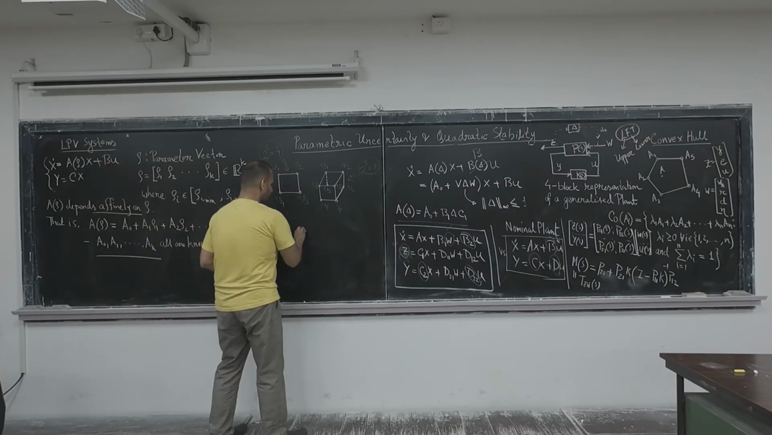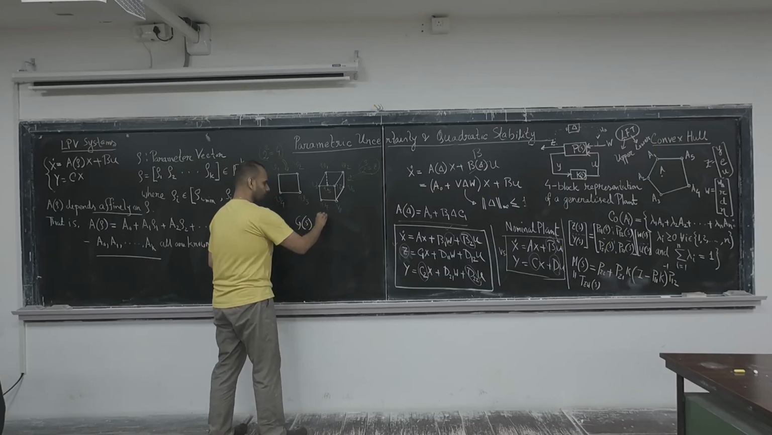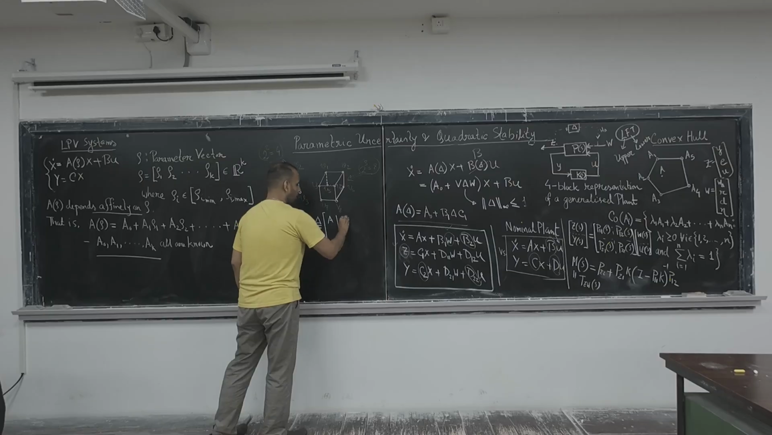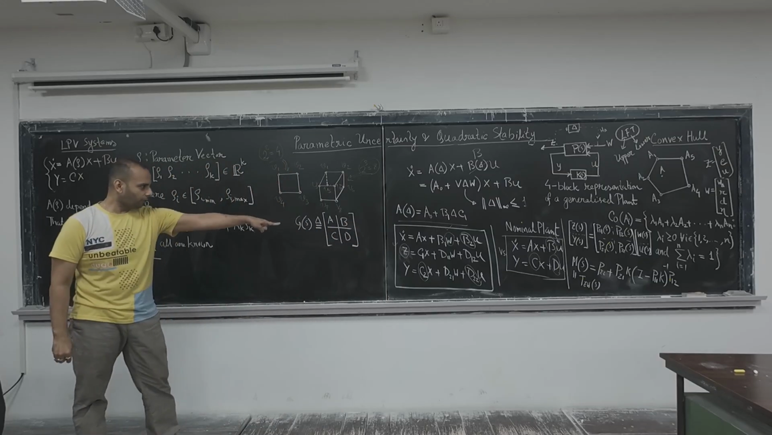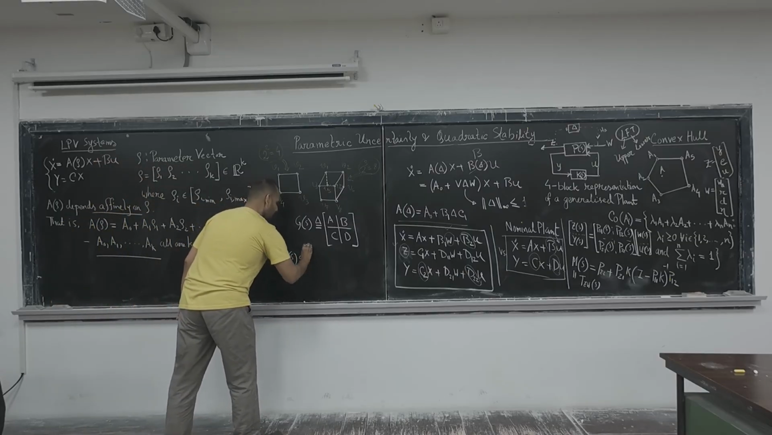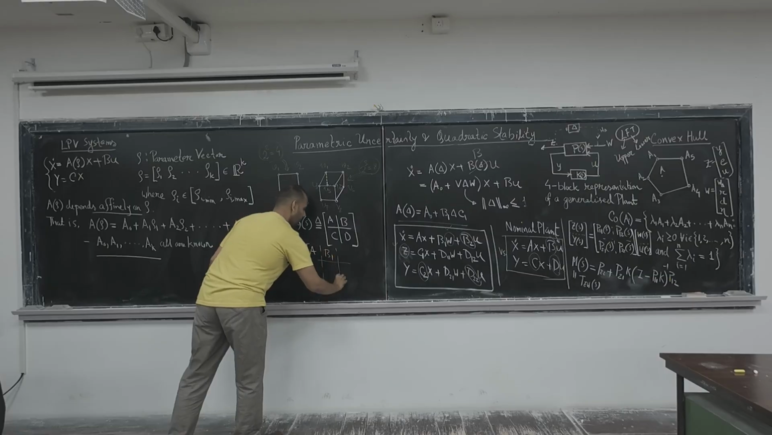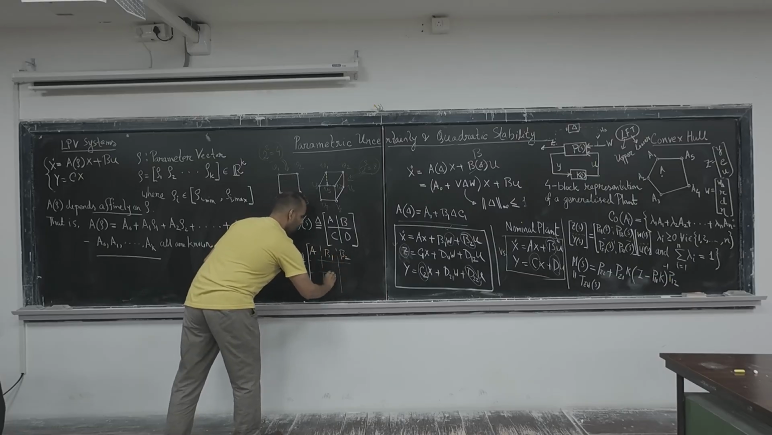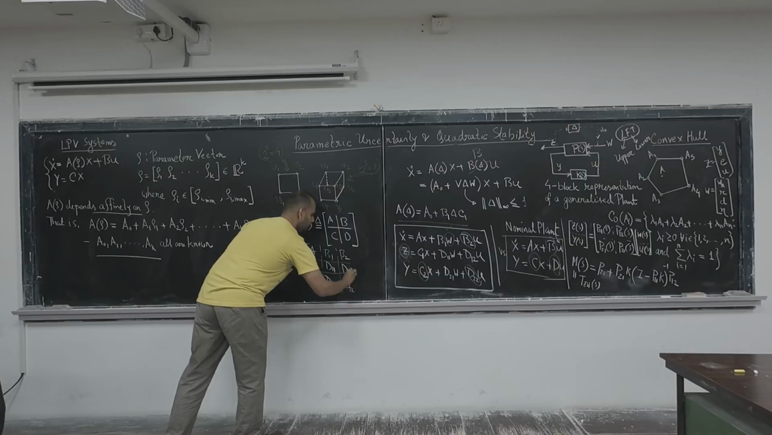Now here how do you represent? Earlier we used to write G of S, we already learned this notation. Now for this one, how do you write? P of S, with A, B1, B2, C1, C2, D11, D12, D21, D22.